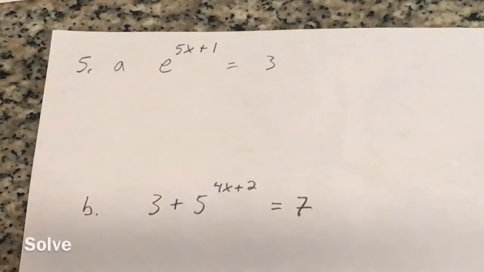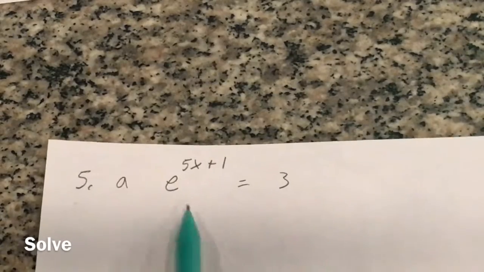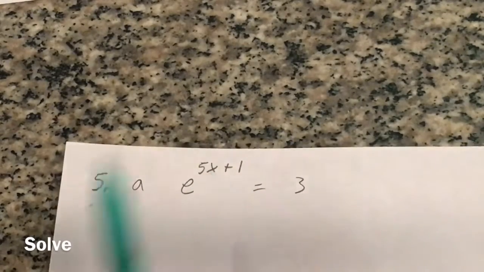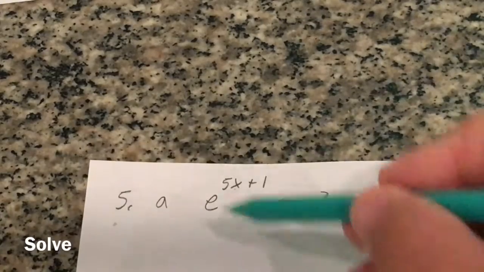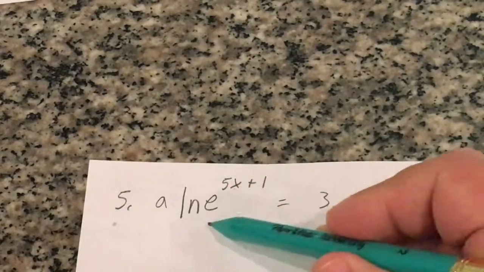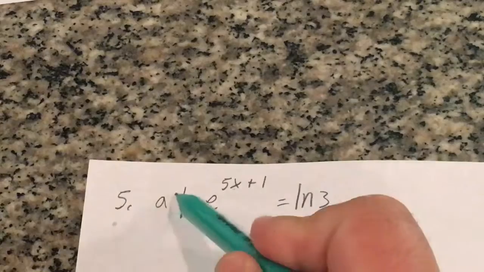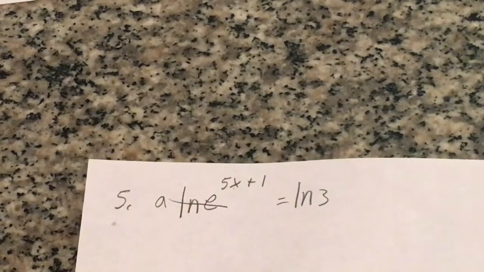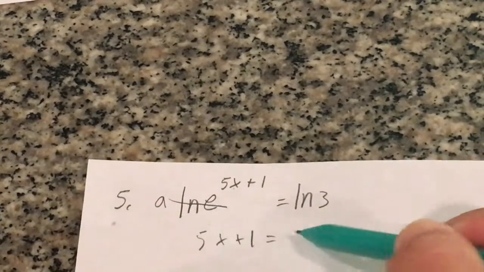Now we're asked to solve without using the calculator. That means I'm going to beat this up until I have x equals. So solving for x. In order to get rid of the e, the opposite of e or the inverse of e is ln. So I'm going to ln the e, and then I have to ln the 3. When I do that, the ln eliminates the e. And that's going to give me 5x plus 1 equals ln of 3.